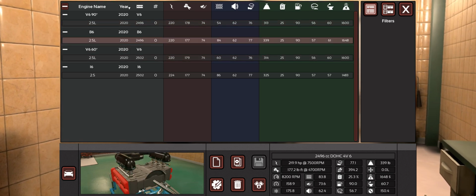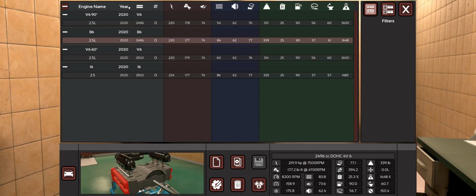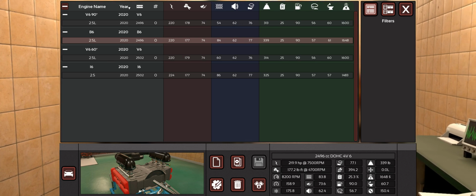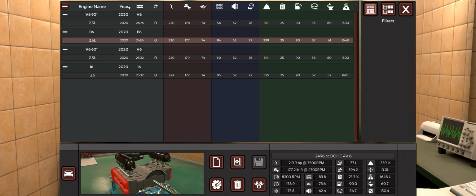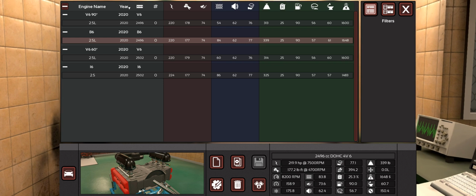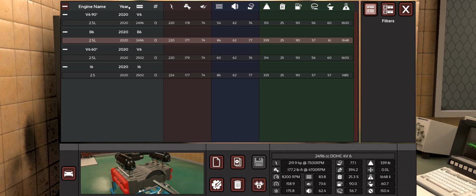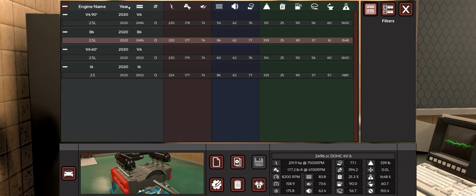Finally, we have the boxer 6. Now these aren't used very much. Boxer engines, flat engines in general, they're popular in Europe, but never even close to the popularity of any other engine configuration.